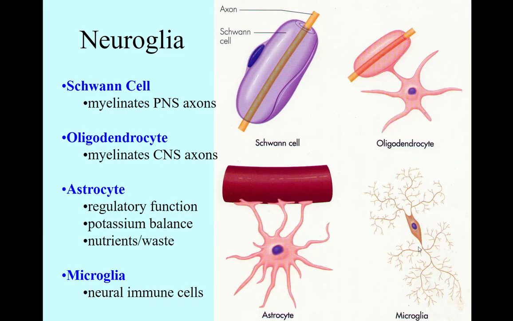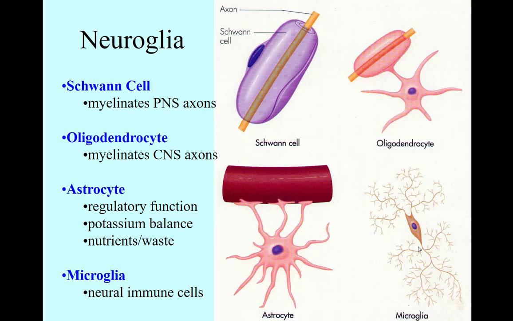All right, finally, let's talk about neuroglia. So we said there are two types of neural tissue. There are neurons and there's glia or neuroglia. And glia is Latin for glue. So the early anatomists thought that the glia was simply the glue that held the rest of the important stuff together, the neurons and whatnot.